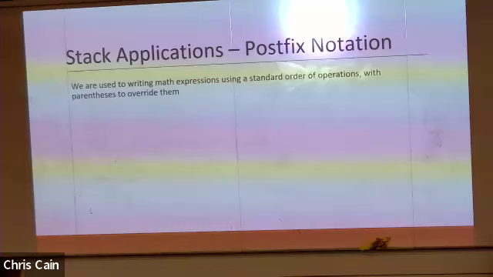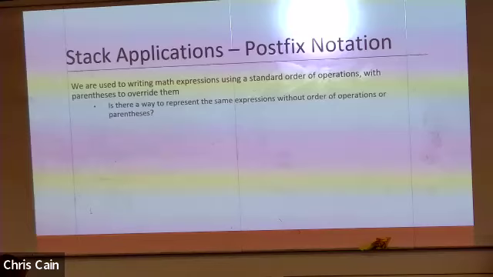So we are used to writing math expressions using standard order of operations, using parentheses to override orders of operations. And you've all seen how we write math expressions. But my question for you is, can we get rid of the parentheses? Is there a way to write math expressions such that parentheses are not necessary? And why would I ask the question if the answer wasn't yes? That would seem like a really random question. So there is a way to do this.